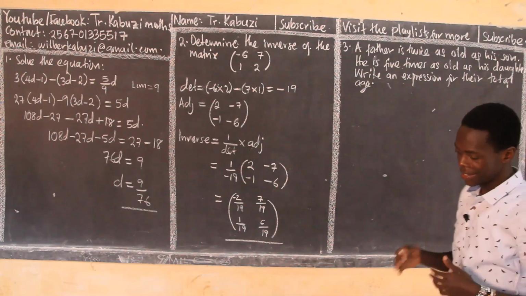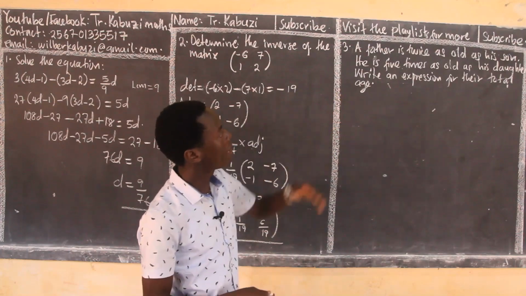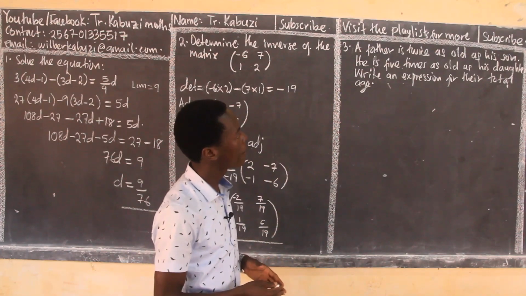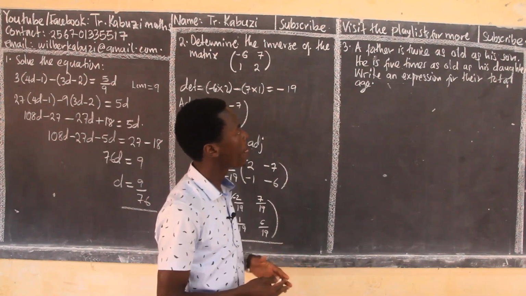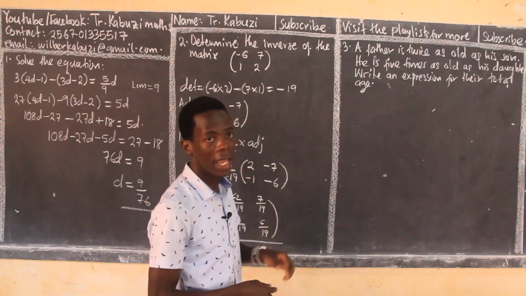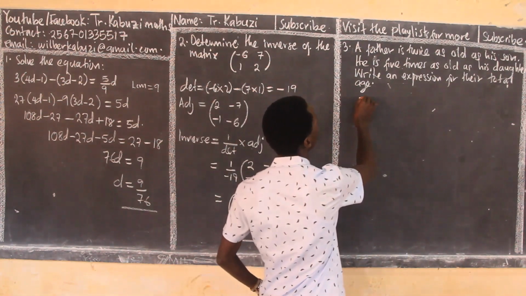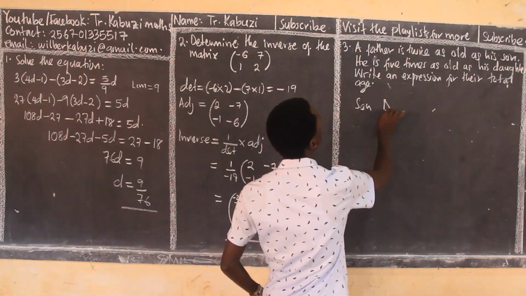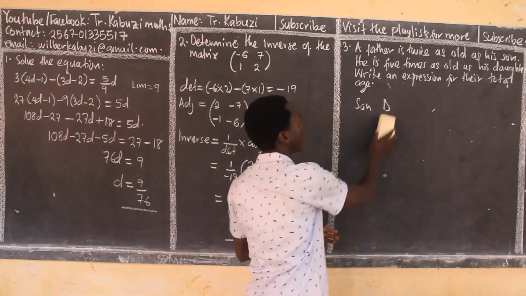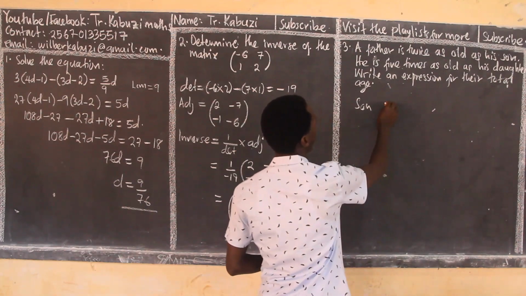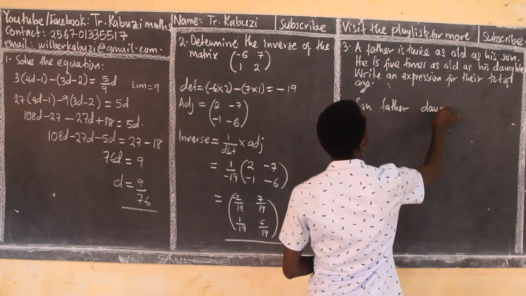Now these are what we call the problems, the logic questions. This one says, a father is twice as old as his son. He is 5 times as old as his daughter. Write an expression for their total age. Now you start in this question. We have a son, we have a father, or let us use the words of the question. We have the father, then we have the daughter.